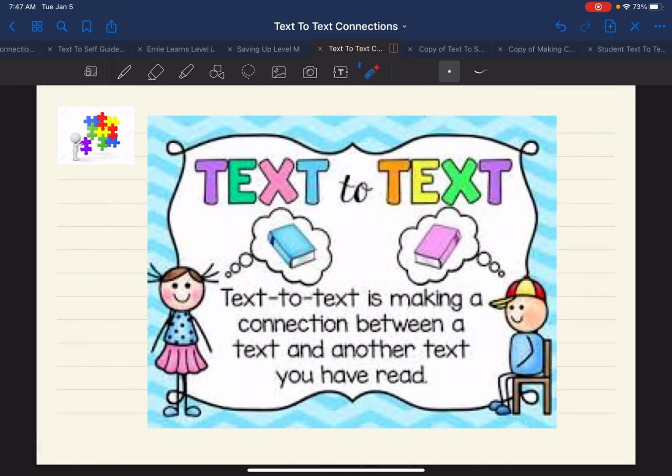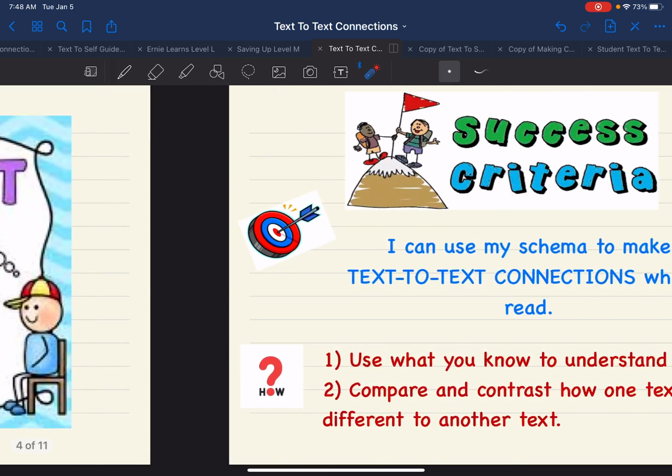So a text-to-text connection, first let's define what that is. A text-to-text is making a connection between a text and another text you have read. So think about one text. We're going to connect it to another text. So that's where the text to text comes from. One book connected to a second book. And it often could be just more than one book. Maybe there's 3 books that are connecting, as long as it's one text to another.